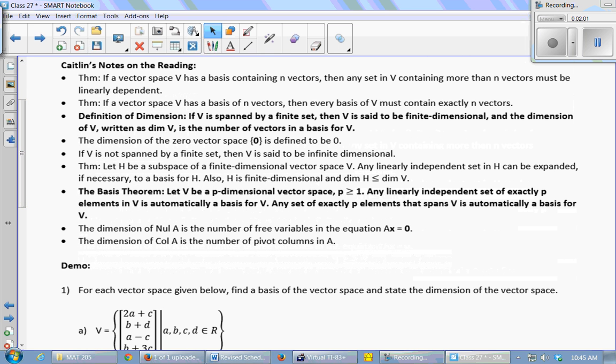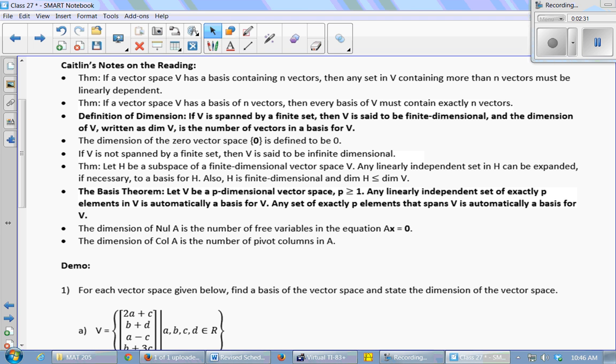All right, so the two most important things in this section were the definition of dimension, which I have first in bold here. It says if V is spanned by a finite set, then V is said to be finite dimensional, and the dimension of V is the number of vectors in a basis for V, regardless of the choice of basis, right? The basis will always have the same number of vectors, and that number is called the dimension.